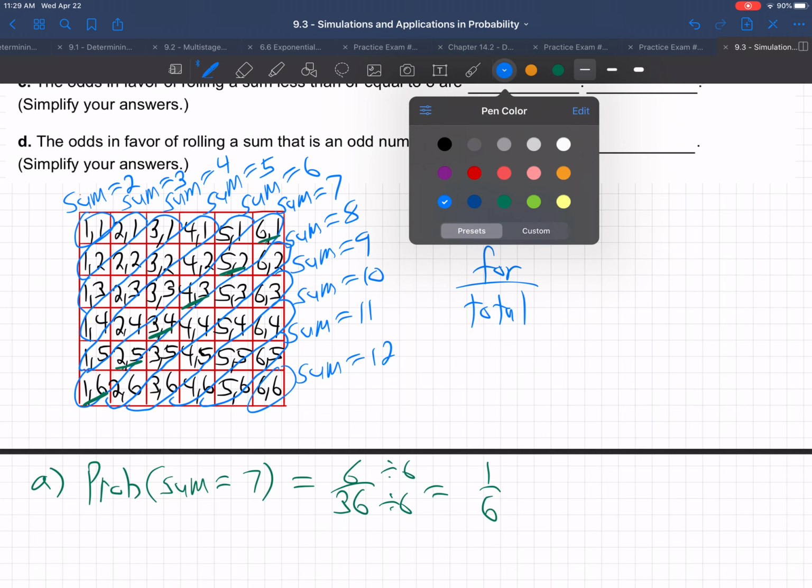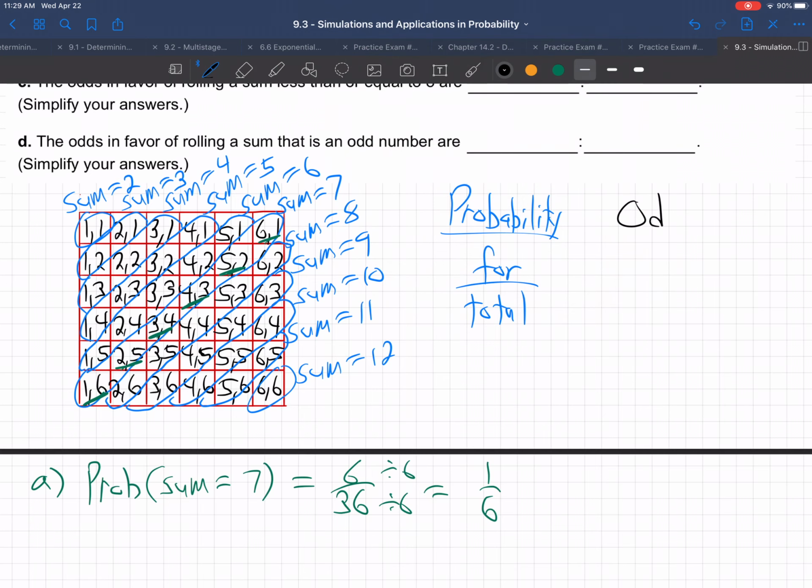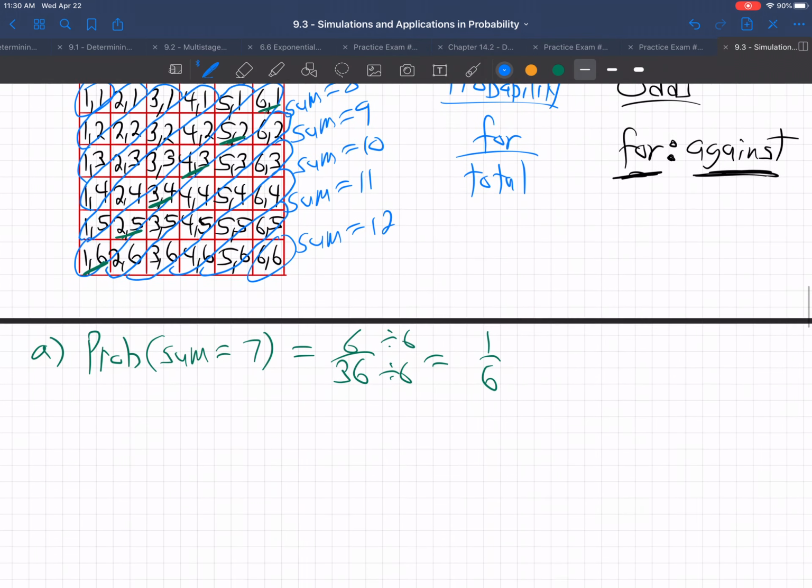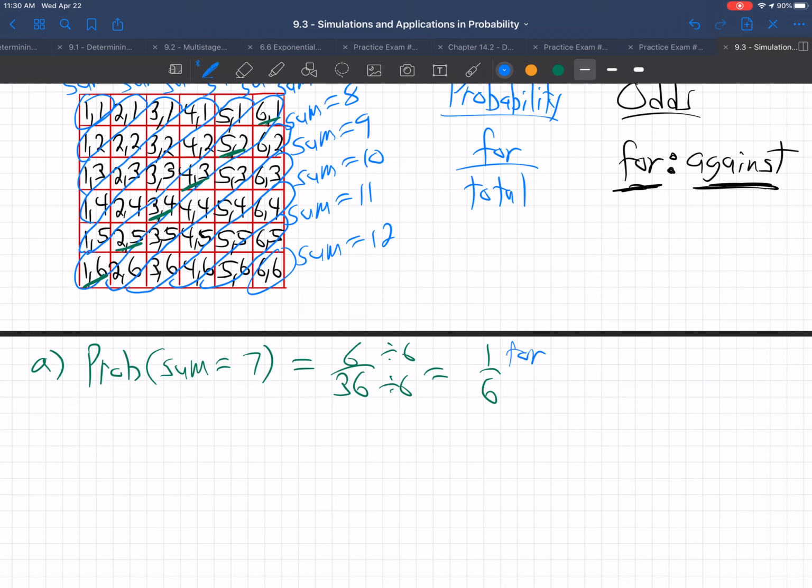And then odds, on the other hand, odds, usually we do them sideways with a colon, but whatever, it's like a sideways fraction. It's for, so they start the same, but the second number is against. It's for and against instead of for over total. That's the only difference. They're very, very similar. So this is probability, which means it's for over total. And we have to change it to odds.